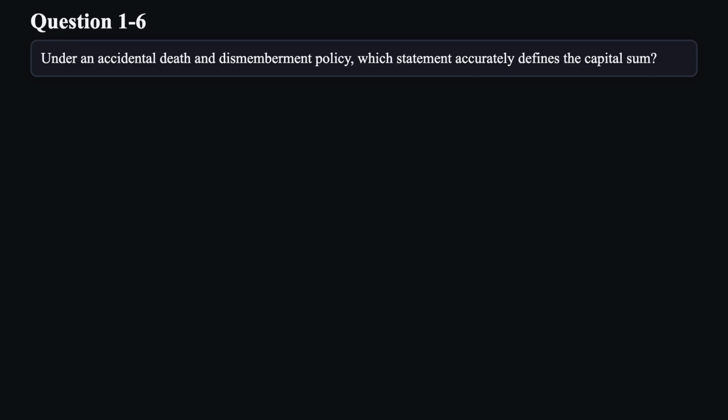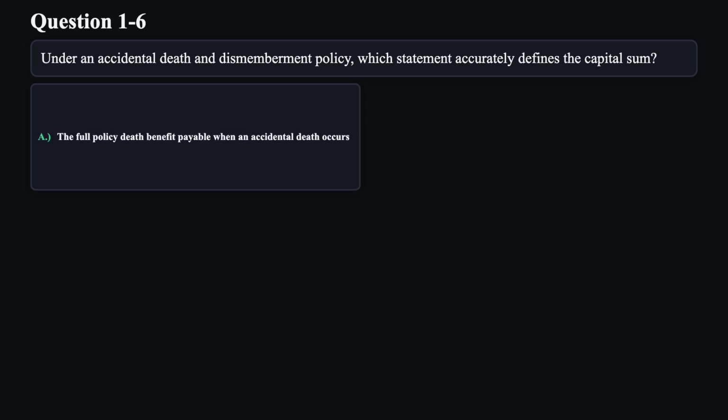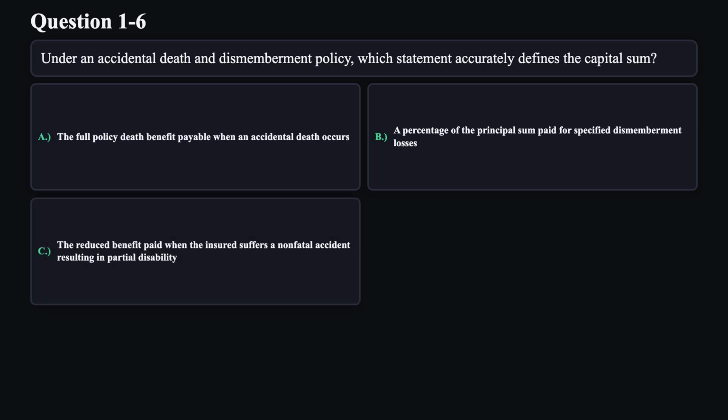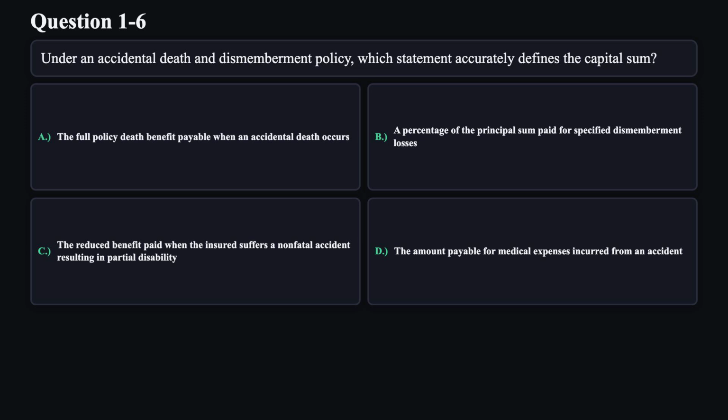Question 6. Under an accidental death and dismemberment policy, which statement accurately defines the capital sum? A. The full policy death benefit payable when an accidental death occurs. B. A percentage of the principal sum paid for specified dismemberment losses. C. The reduced benefit paid when the insured suffers a non-fatal accident resulting in partial disability. D. The amount payable for medical expenses incurred from an accident.